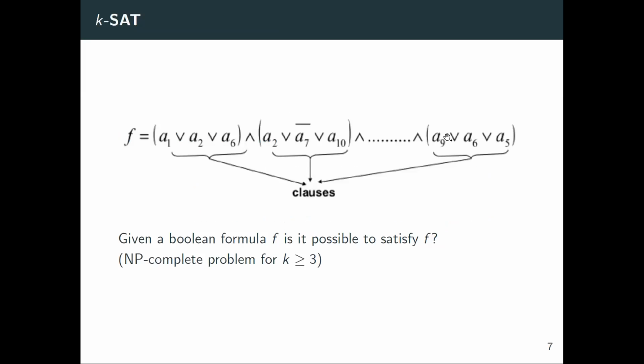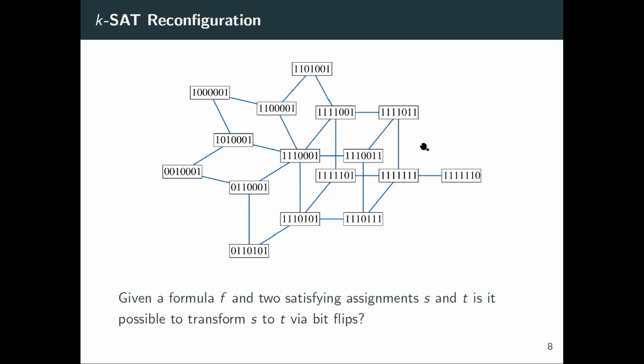So all of you here are familiar with the K-SAT problem. So you're given a Boolean formula and you want to know if you can satisfy this formula by assigning values to the variables. And we know that this is NP complete for k greater than or equal to 3. So now how can you transform this into a reconfiguration problem? Well, it's very simple. So now you're given a formula and you're given two satisfying assignments. So you can think of those satisfying assignments as bit vectors.